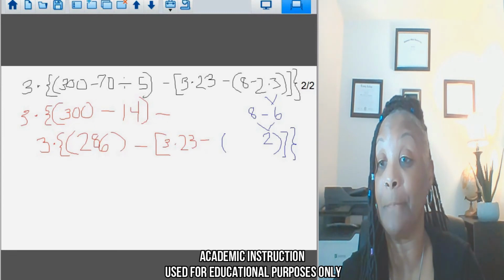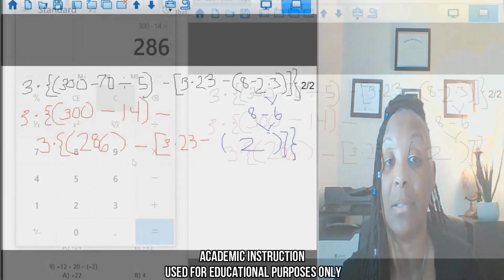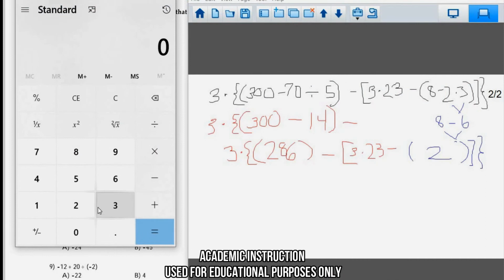We have a 2 here. And I'll make this 2 a little larger so that it fits within the brackets. Within the parentheses. Okay, so the next thing we're going to do is multiply 3 times 23. Let's clear our calculator. 3 times 23 equals 69.